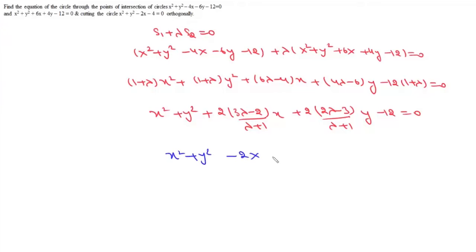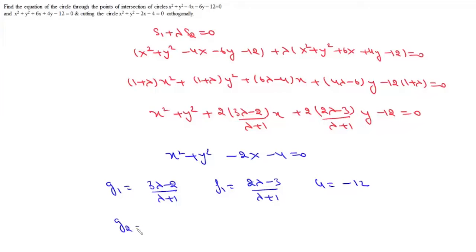minus 2x minus 4 equals 0. Now for this circle, G1 is 3 lambda minus 2 upon lambda plus 1. F1 is 2 lambda minus 3 upon lambda plus 1. And C1 is minus 12. And for the second circle, G2 is minus 1. F2 is 0. And C2 is minus 4.